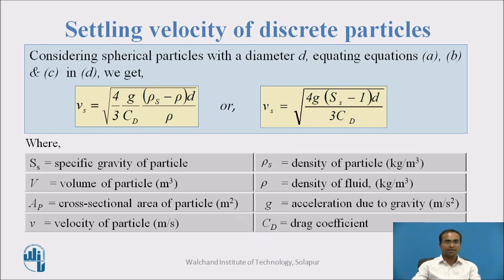The Ap, that is the cross-sectional area of the particle, must be calculated in meter square. The velocity of the particle must be calculated in meter per second. The density of the particle must be calculated in kg per meter cube. The density of fluid is also calculated in kg per meter cube. Acceleration due to gravity, small g, is always put in meter per second square. The Cd, the coefficient of drag, is always unitless.